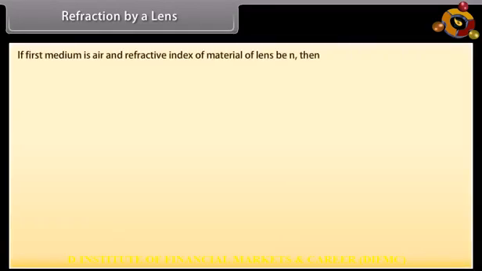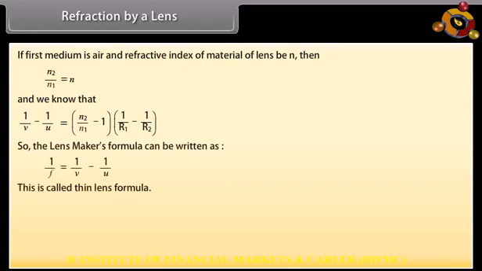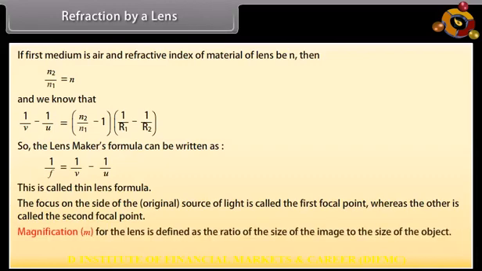If the first medium is air and refractive index of material of lens be N, then N2 upon N1 is equal to N. And we know that. So the lens maker's formula can be written as, this is called thin lens formula. The focus on the side of the source of light is called the first focal point, whereas the other is called the second focal point.